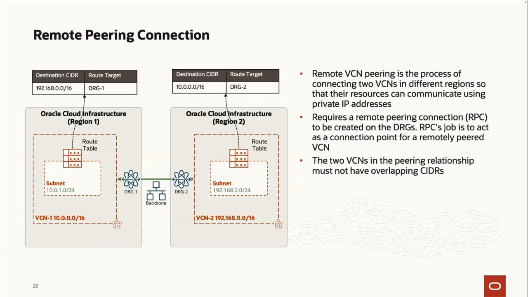However, if you want to peer two different virtual cloud networks within different regions, you will use DRG and RPC, or remote peering connection. This is the process of connecting two virtual cloud networks in different regions so that their resources can communicate using private IP addresses. And also, like the LPG connections, the two VCNs in the peering relationship in RPC must not have overlapping CIDRs here.